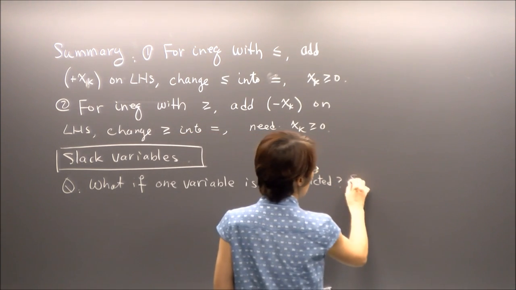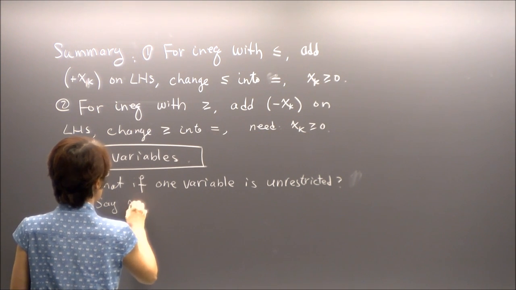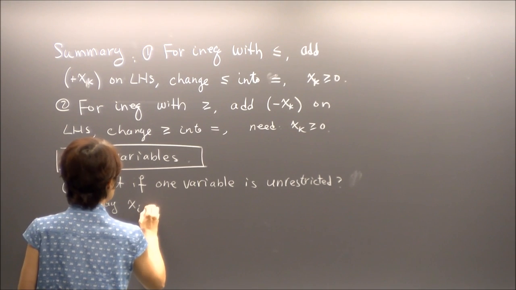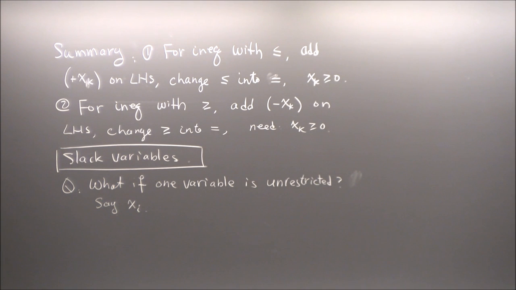Okay, let's say there is a variable x, let's call it xi. There's no restriction on it that it has to be positive or whatever. Okay, so how do you deal with it? What trick can you play? So any comments, any ideas? Think about what we want to do. We want to replace this unrestricted variable with something that's always non-negative, right? How can we do that? If I replace it with just one variable, there is no way that variable can be non-negative. Is that right?